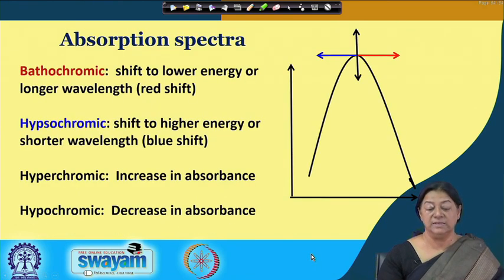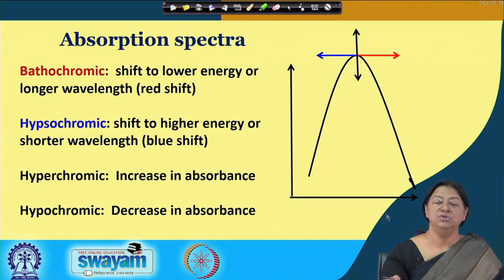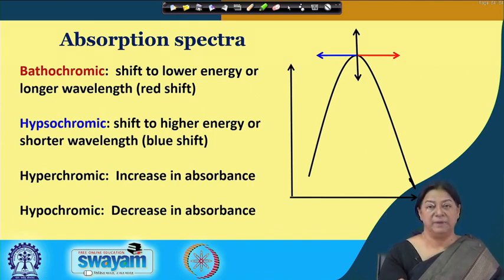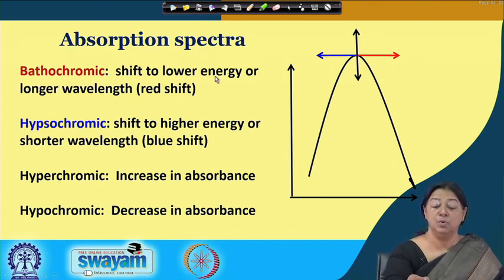Now, if we consider this to be an absorption spectra, we have absorbance on the y-axis and the wavelength on the x-axis. We want to see what happens to a spectrum when, say, we have a protein and the protein unfolds. We will do these experiments and the theory involved in later lectures. But when we are considering a spectra, a shift to lower energy means it is a shift going to longer wavelength. This is called a red shift.